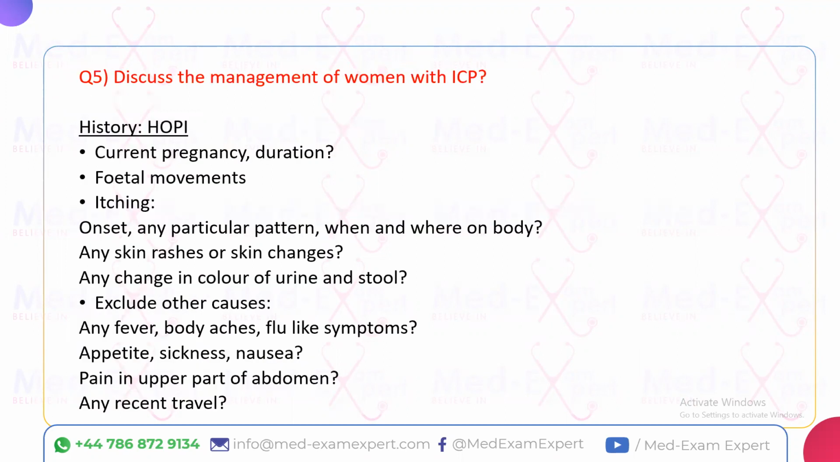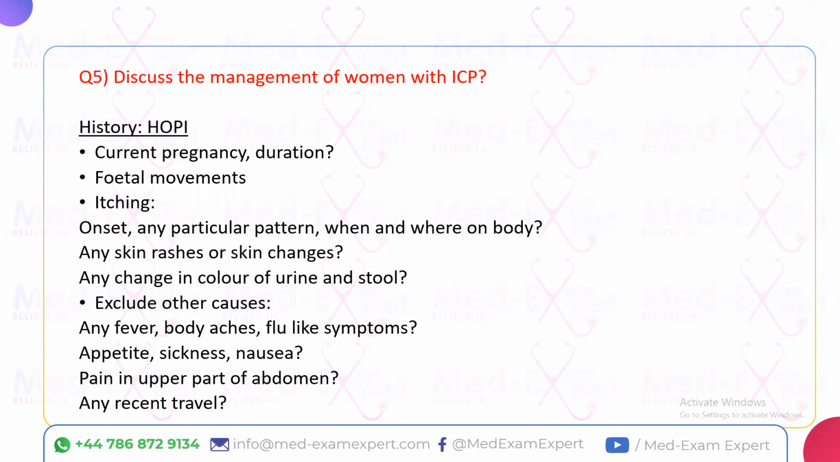So then comes the management of women with ICP. Whenever the question comes to discuss the management, you have to start from the very beginning, from the history taking, not go directly to the treatment. Okay. So starting from the history, in the history of presenting illness, you will ask about the current duration of pregnancy. How has the pregnancy been so far? How are the fetal movements? Then you can ask about the itching symptoms. When did it start? Any particular pattern as to when and where on the body it is happening and bothering her the most? Any skin rashes or skin changes? Any change in color of urine or stool?